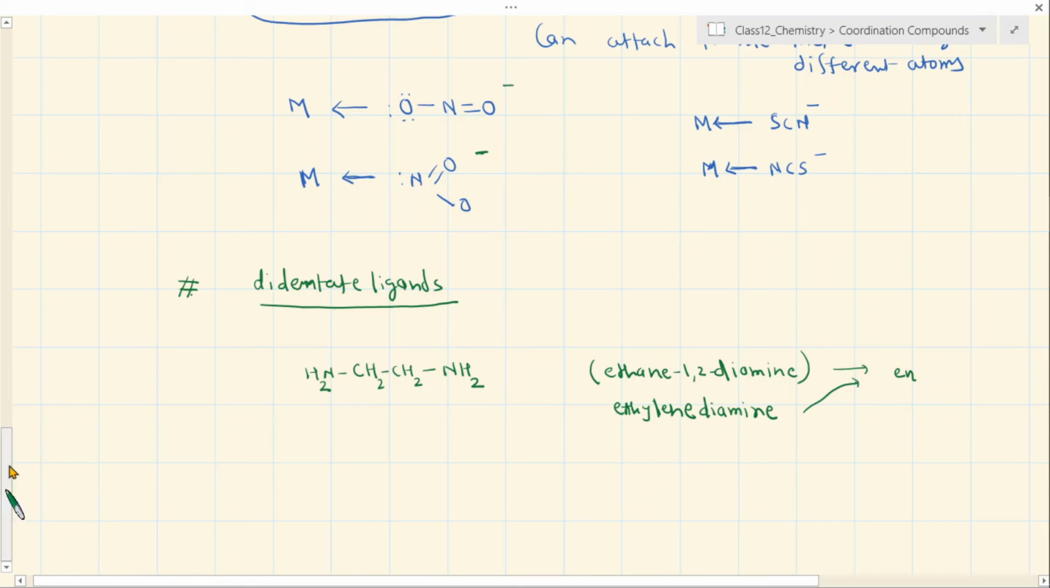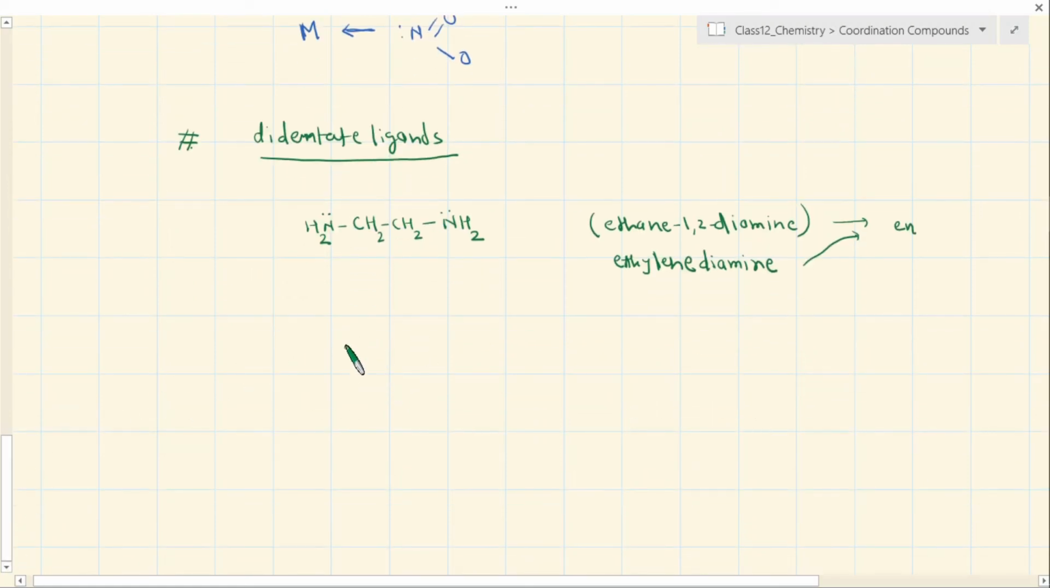Now how many bonds can it form? Please see, there are two nitrogen sites and both can form the bond with the metal. I will show you that there are not just this molecule, but molecules where you have more than just two nitrogen. We can say that didentate is also a kind of polydentate. What I am referring to generally is polydentate ligands. So didentate is just one of those polydentate ligands.